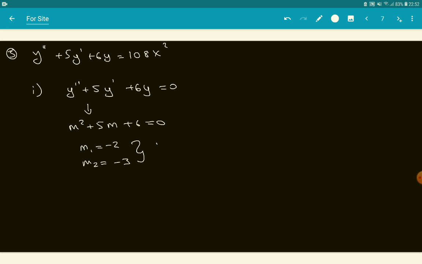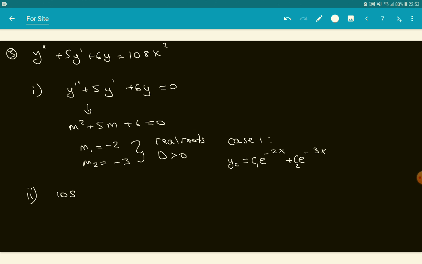As you can see, these are real roots, and they are not equal to each other. It means that the discriminant is bigger than 0, and it is case 1. Because it is case 1, yc is equal to c1 e to the -2x plus c2 e to the -3x. I forgot to add c1 and c2. Okay, so let's move on to the second part.